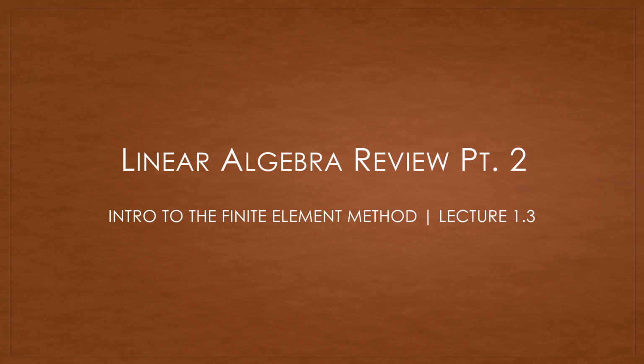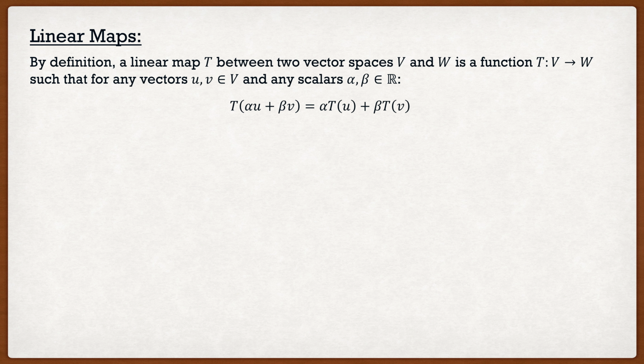So again, I mentioned this in the last video, but in part 2 we're going to start talking about linear maps. What is a linear map? Well, by definition, a linear map, which I'll call T, between two vector spaces V and W, is a function such that for any vectors u and v and any scalars alpha and beta, T of alpha u plus beta v is equal to alpha T u plus beta T v.